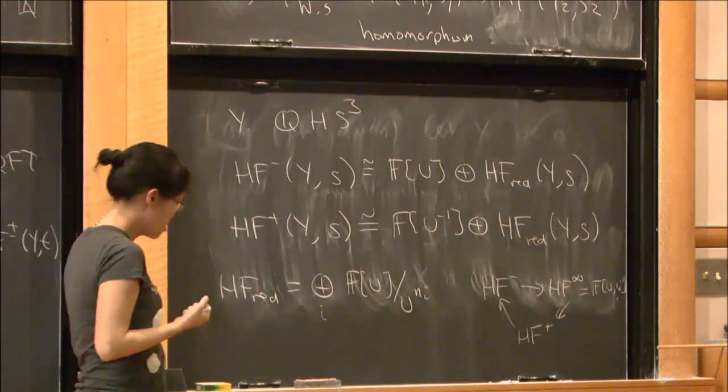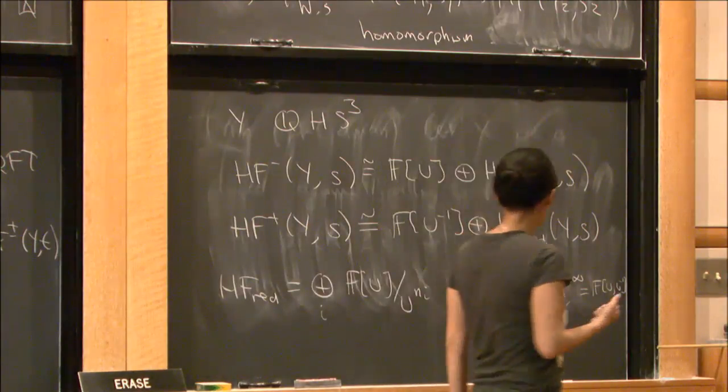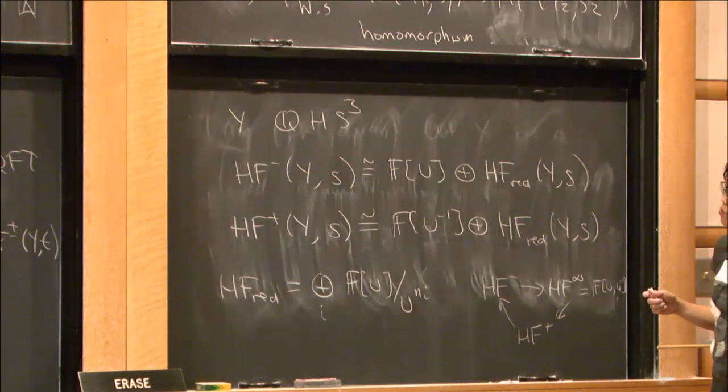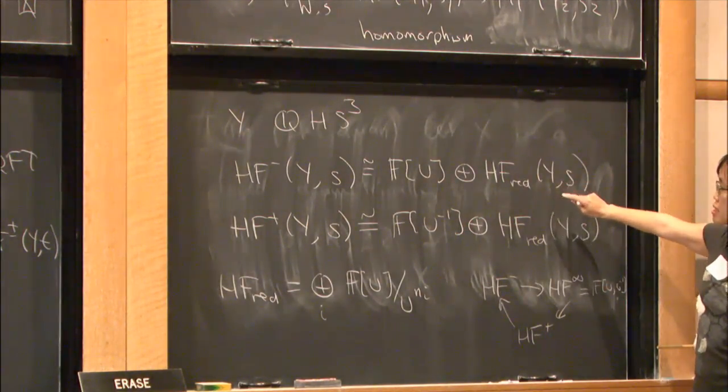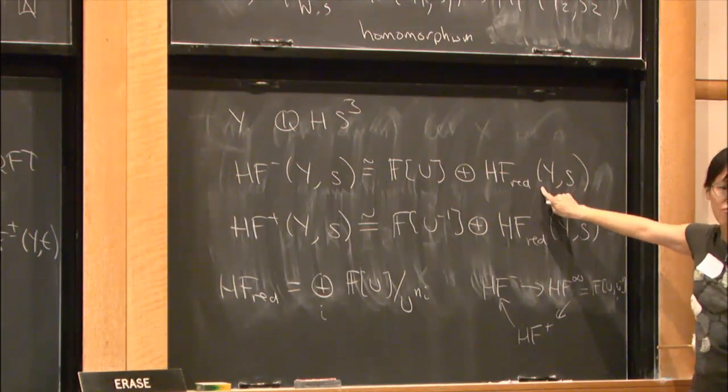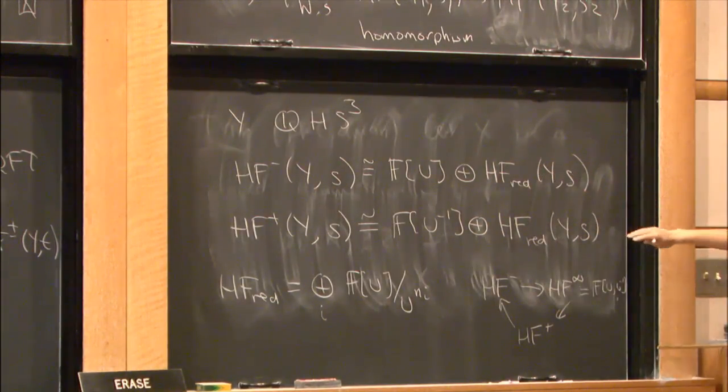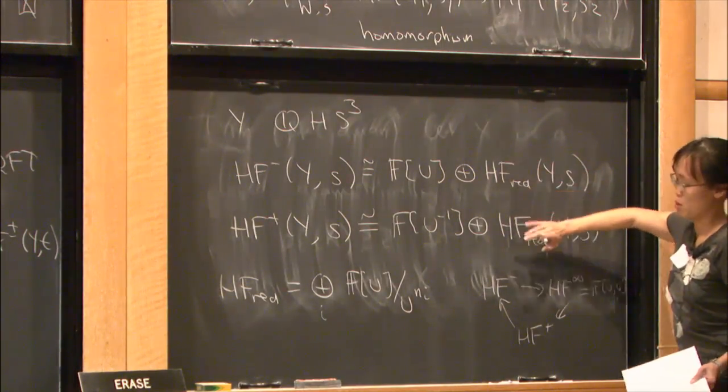Oh, and maybe to relate this to Nathan's talk this morning, a rational homology sphere is an L-space exactly when HF red is 0 in every spin-C structure. So that's another way of saying it has minimal Heegaard Floer homology. This part goes away.